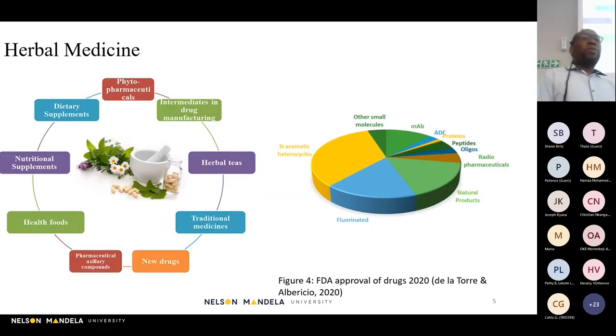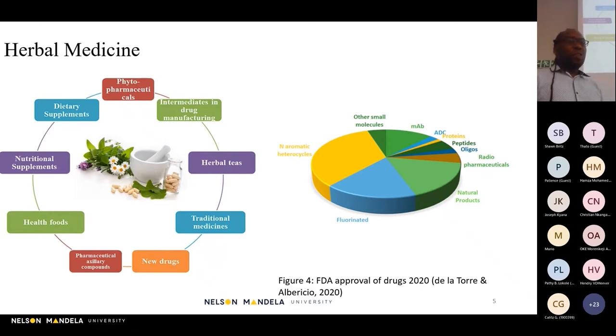So in terms of herbal medicine across the world, I think 80% of the world, especially in Africa and across Asia, are actually using herbal medication because it's easily accessible to everyone. So by using this material, people are actually avoiding going to the clinic, because this is something that has been used for generations and it's been working for them.